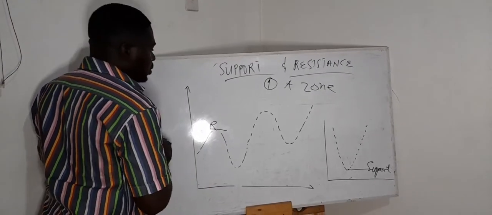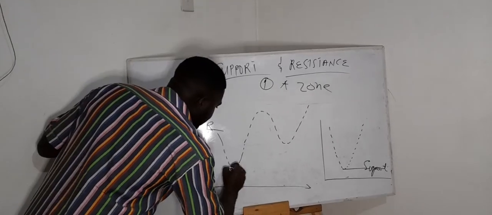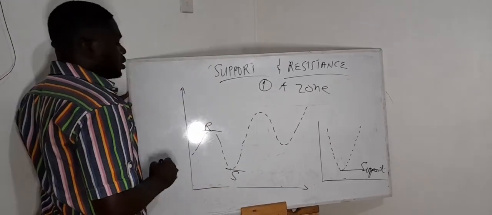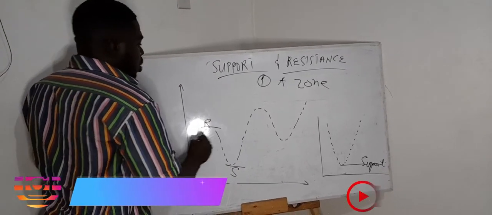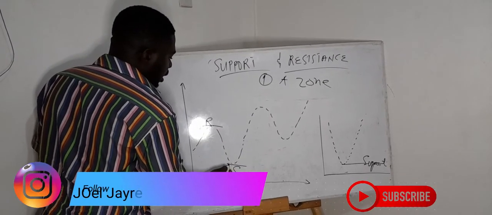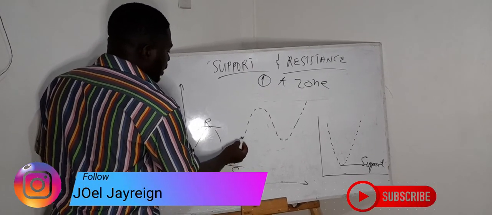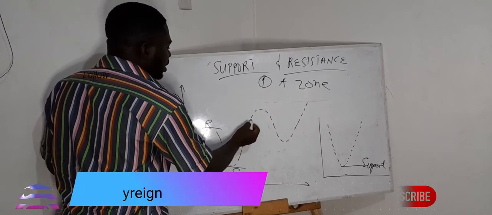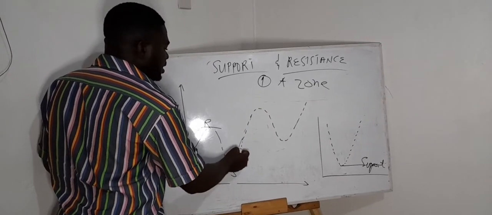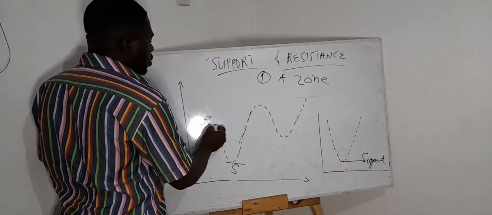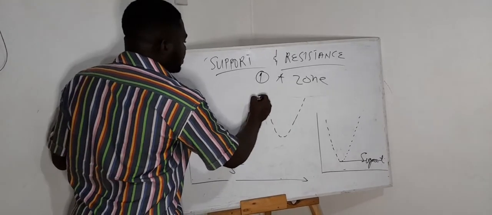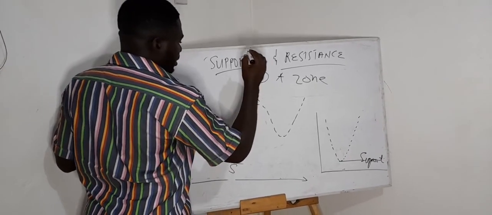We establish our resistance, and this is our support. We establish our support here. When prices got here, it turns around. Now, when it gets to the resistance, it got broken. Alright? So this is the breakthrough of this resistance, and it forms a new resistance.